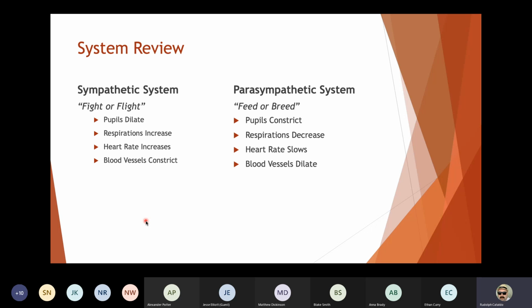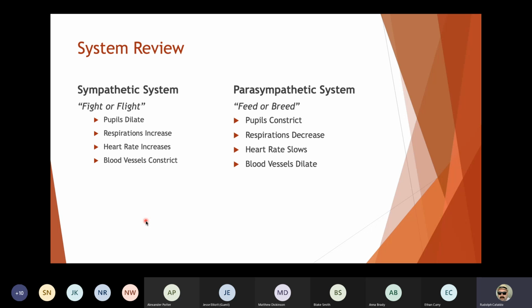And then we have our parasympathetic system. So when we start to calm down a little bit, we get home from work, or we've had a long day out running errands or something like that. We get home and sit on the couch, and our parasympathetic system kicks in. Our pupils constrict because they're not worried about seeing as much around them. Our respirations decrease. We don't need to breathe as fast. Our heart rate slows down a little bit, and our blood vessels dilate.